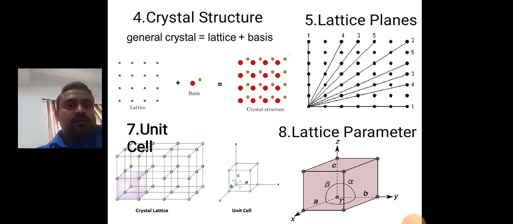So the next topic is unit cell. A unit cell is described by interaxial lengths and interaxial angles. For example, in a unit cell, the x-axis length equals a, the y-axis length equals b, and the z-axis length equals c. Then the angles are alpha, beta, gamma. So based on these interaxial lengths and angles, systems are divided into several types.